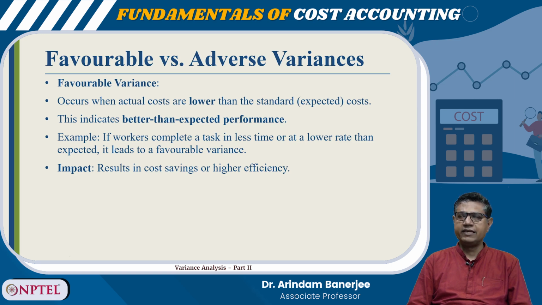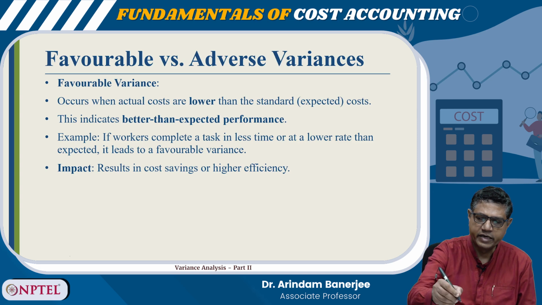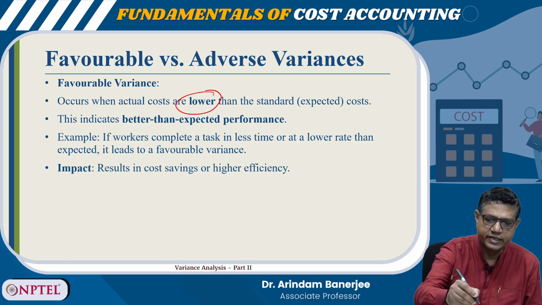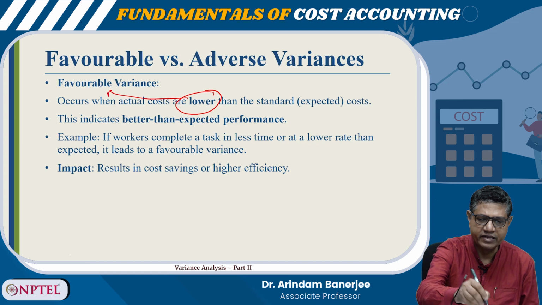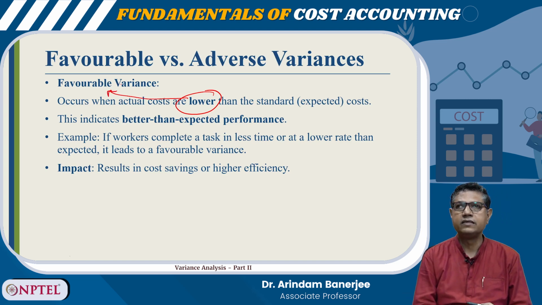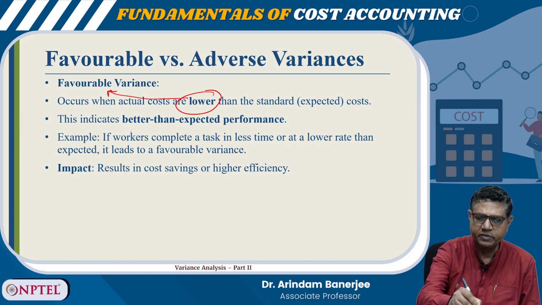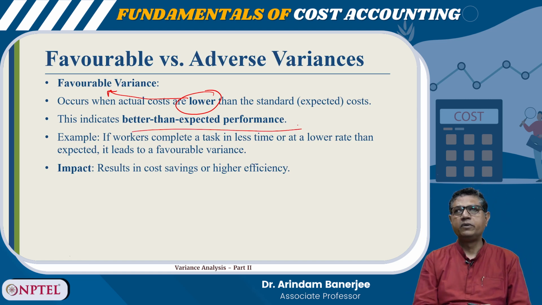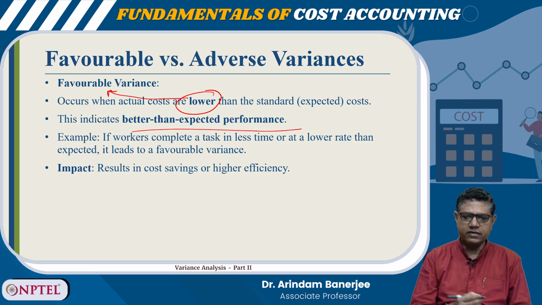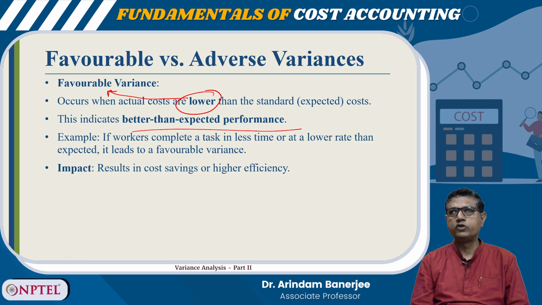We say the variance is favorable when the actual cost is lower than the standard expected cost. This indicates better than expected performance. For example, if workers complete a task in less time or at a lower rate than expected, it leads to a favorable variance. And if the actual cost is more, then we say it is an adverse variance.